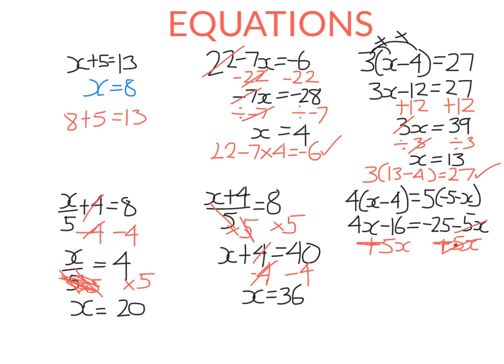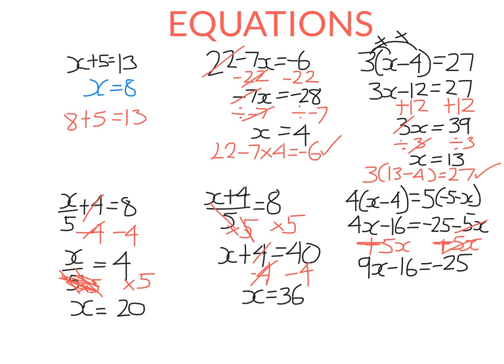Just remember, I can't add 5x to minus 25. They're not like terms. You can only add or subtract like terms. So on the left-hand side, I can't add 5x to negative 16, but I can add 5x to 4x. 4x plus 5x is just 9x. So I have 9x minus 16 equals negative 25.